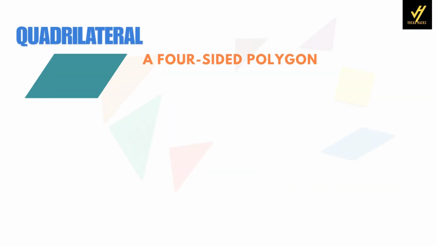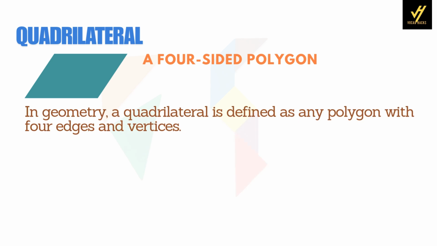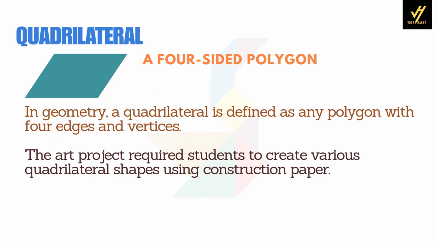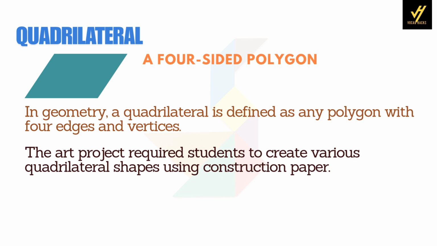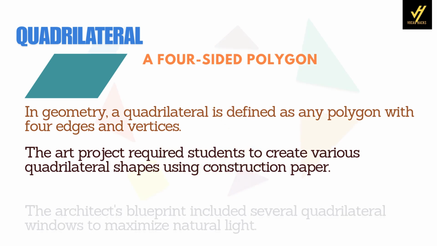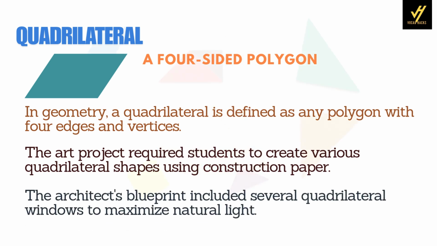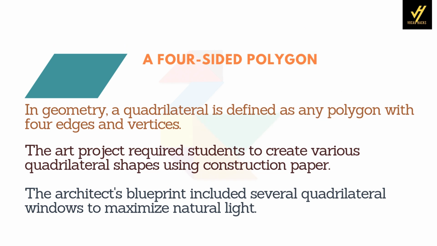Quadrilateral, a four-sided polygon. In geometry, a quadrilateral is defined as any polygon with 4 edges and vertices. The art project required students to create various quadrilateral shapes using construction paper. The architect's blueprint included several quadrilateral windows to maximize natural light.